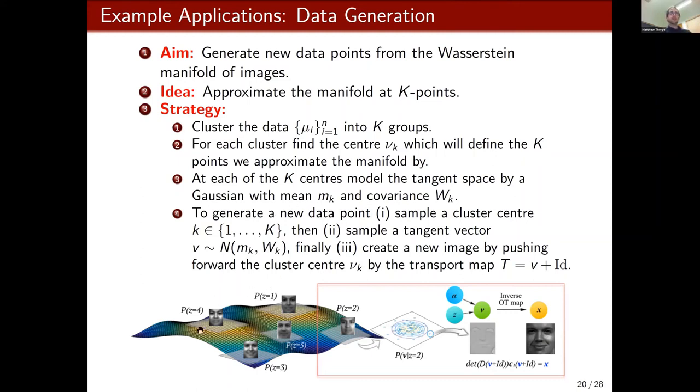Then we do the same thing. At each of these k centers, we linearize again around these points, and now we fit a Gaussian to it. Here we imagine our linearization around the second cluster center. If we want to generate a new image, first of all, we sample one of these cluster centers. Then we can sample a point in the linear space, and this whole process is reversible. So we can go back and generate a new image.